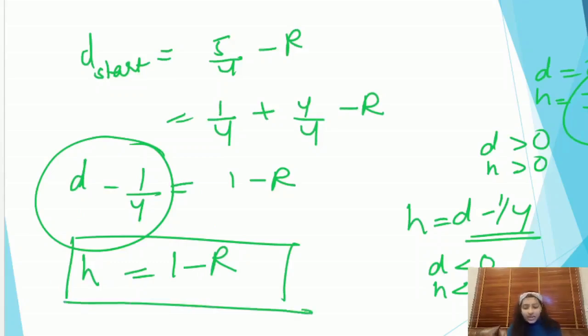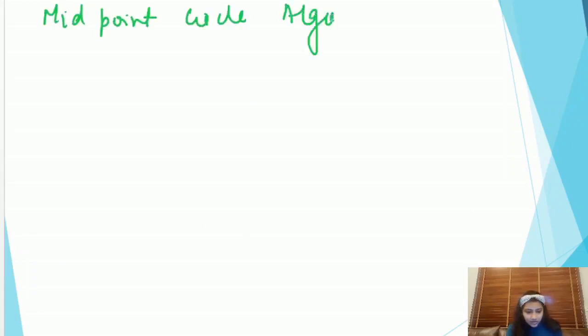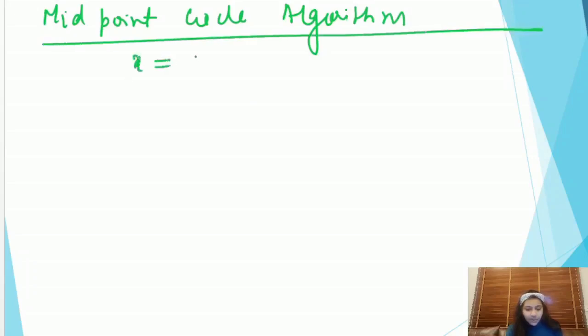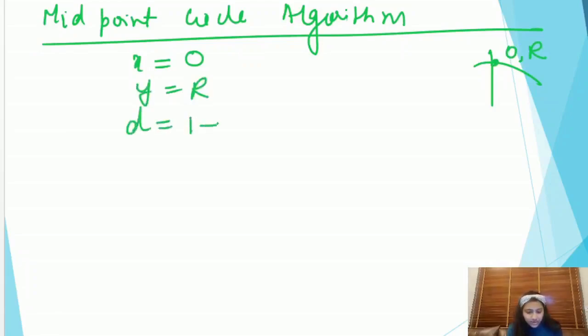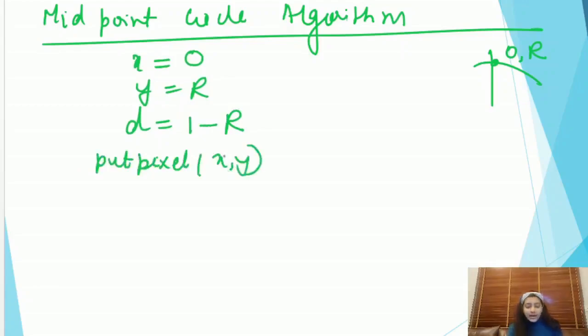So now let's formulate the entire midpoint circle drawing algorithm. Midpoint circle algorithm. We start from initial values. X की वैल्यू हम 0 लेते हैं. We are starting from this point. So this is 0, r and y की वैल्यू हम लेते हैं r. We calculate the value of initial d कह लो या h कह लो, that is 1 minus r. तो सबसे पहले हम पुट कर देंगे इस पिक्सल को initial values x, y.